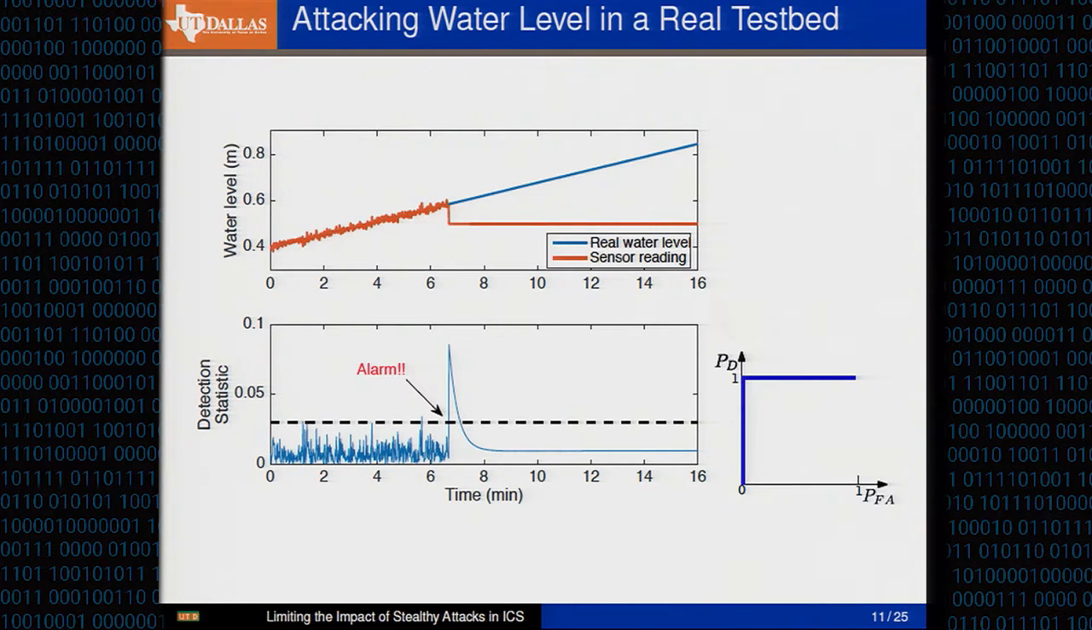However, using a detection statistic, in this case the stateless detection, we can see the sudden change and raise an alarm. One of the interesting things here is that even if we change the threshold, we can detect this type of attack. So here I plot the probability of detection versus the probability of false alarms, and we can see that there is 100% detection using this type of detection mechanism. So everything works. We can see that our detection mechanism worked perfectly.